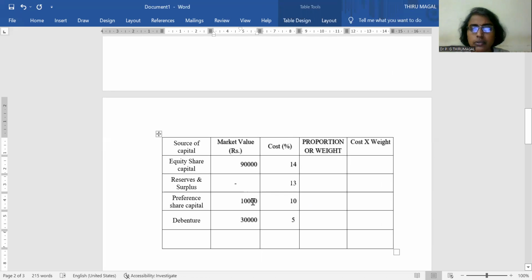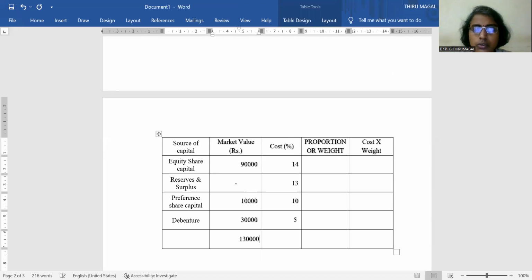90,000 plus 10,000 is 1 lakh, 1 lakh plus 30,000 is 1,30,000. So our total is 1,30,000. Now we need to find out the proportion. How to find out the proportion? We know here the equity share is 90,000. 90,000 divided by the total 1,30,000 comes around 0.69. So the weight is 0.69.